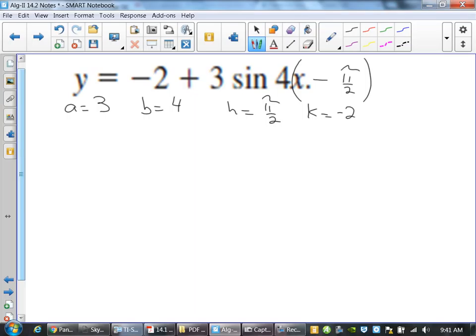It's always helpful to throw a couple of arrows. That way you don't make a doofus move and forget which way is left or right. So, what's your parent graph? Sine. 3 sine 4x. So you're going to graph your parent. Oh, forgot to label my amplitude real quick. My amplitude is 3, period is 2 pi over 4, otherwise known as pi over 2.